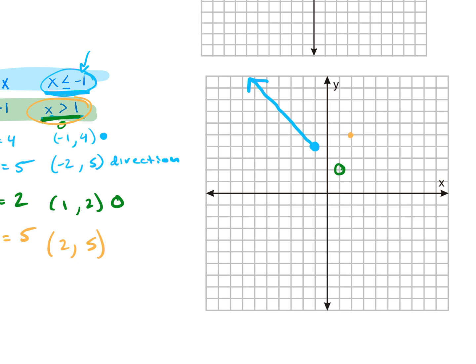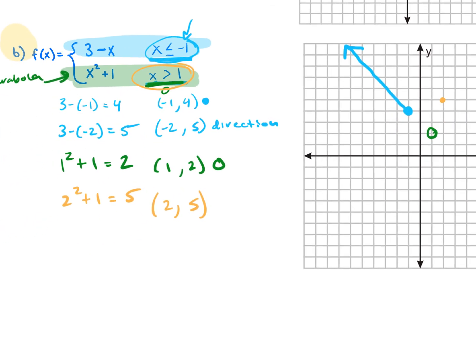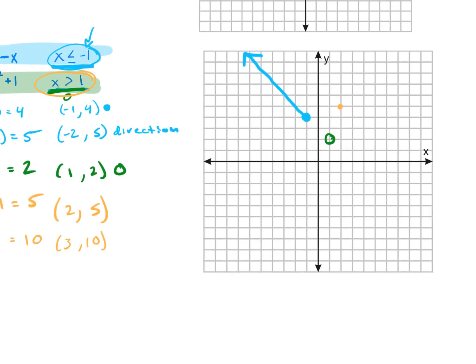If you want to plot another point, because you know that this is a parabola, you know it's got some type of curve a little bit, so we're going to test another point. We can plug in 3. So we've got 3 squared plus 1, which would be 10. So I'm going to go to the right 3 and up 10. Should be there. So now that we have our 3 points, we can draw our parabola.